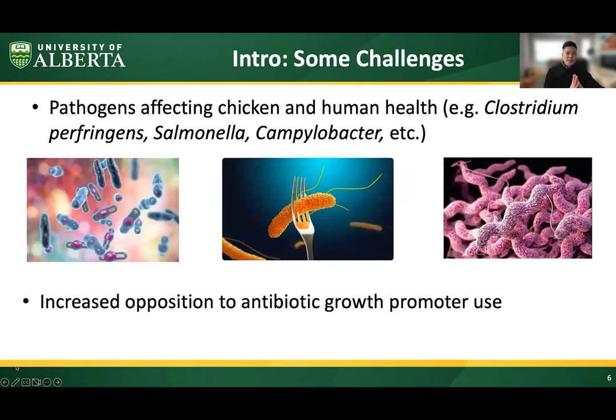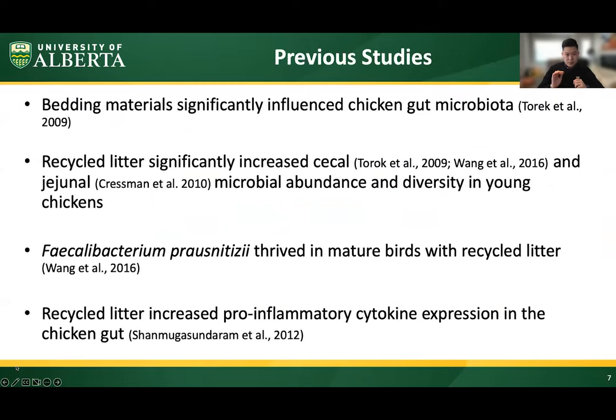And currently, one of the challenges that the poultry industry has is to control pathogens like Clostridium perfringens affecting chicken health and foodborne pathogens like Salmonella and Campylobacter affecting human health. Since prophylactic use of antibiotics is now highly restricted in poultry farming, alternatives to maintain chicken gut health and productivity are highly warranted. As mentioned, modern broiler production separates the hens and the eggs.